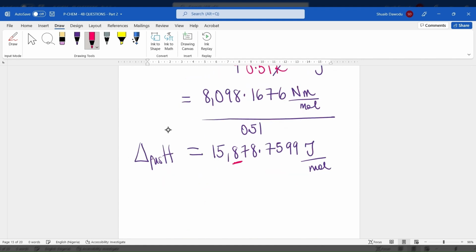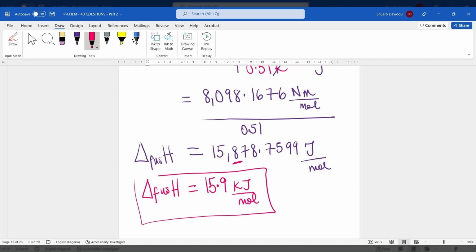So we end up rounding this to 3 sig figs. So we end up with 15.9 kilojoule per mole. I converted from joules to kilojoules, so basically divided by 1,000. So it's going to end up being 15.9 kilojoule per mole. So this is the answer for the change in enthalpy of fusion.